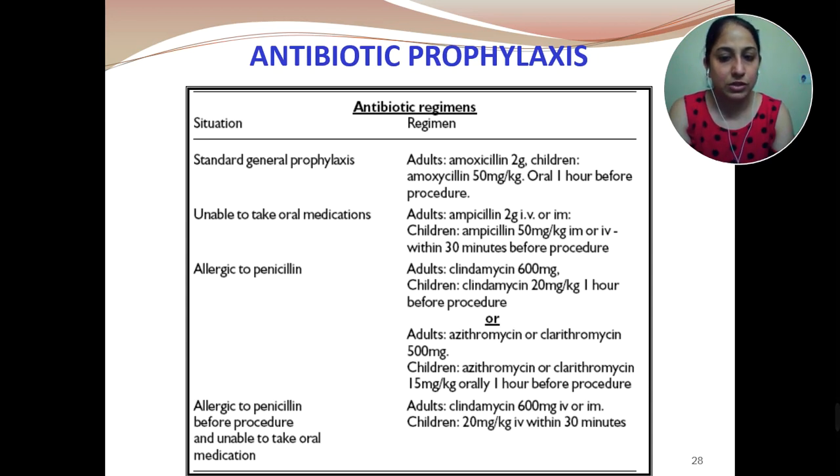And for those allergic to penicillin who are unable to take oral medications, it is clindamycin 600 mg IV or IM, and for children it is 20 mg per kg IV or IM 30 minutes before the procedure. So this is the antibiotic prophylaxis that is required for children with congenital heart diseases.